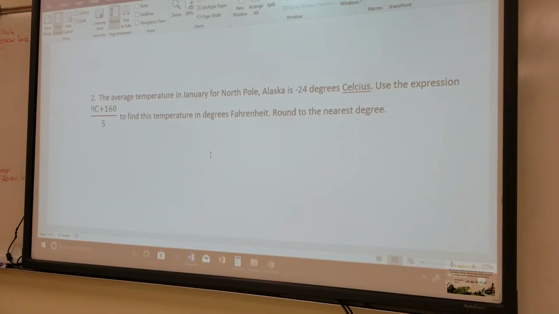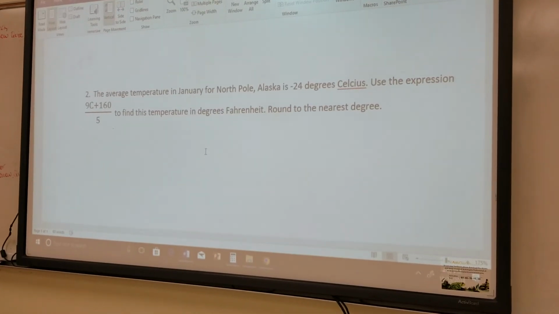The next word problem we have is the average temperature in January for North Pole, Alaska is negative 24 degrees Celsius. Use the expression 9C plus 160 divided by 5 to find this temperature in degrees Fahrenheit. Round to the nearest degree.